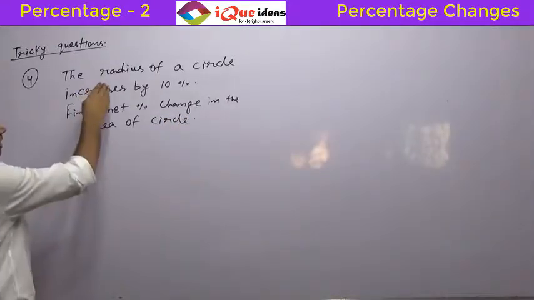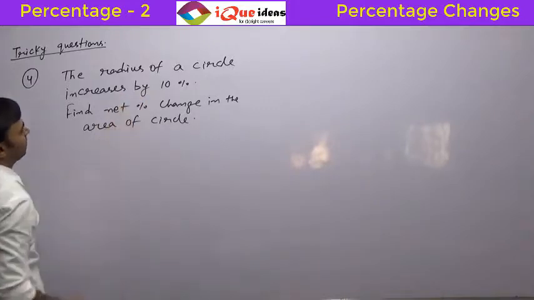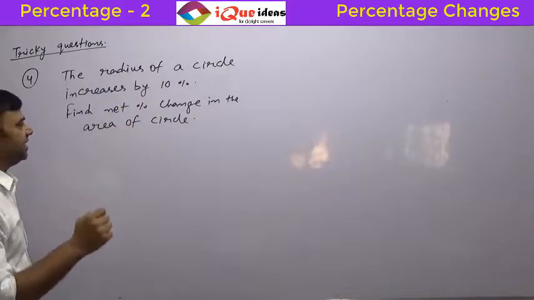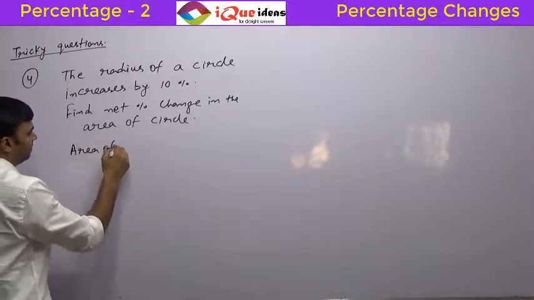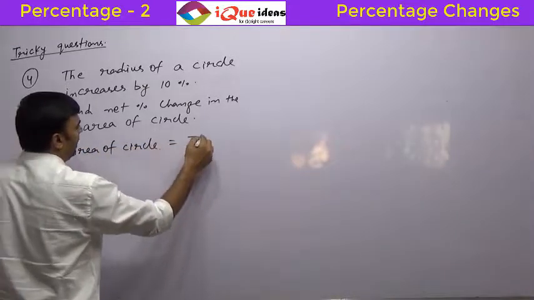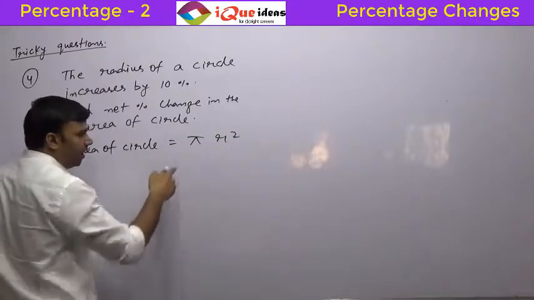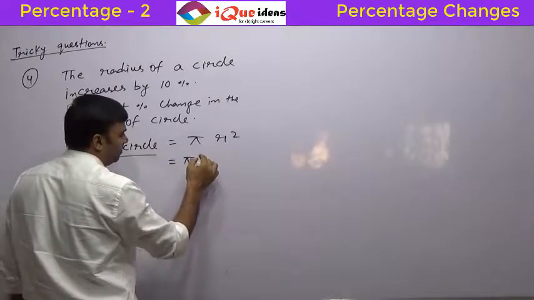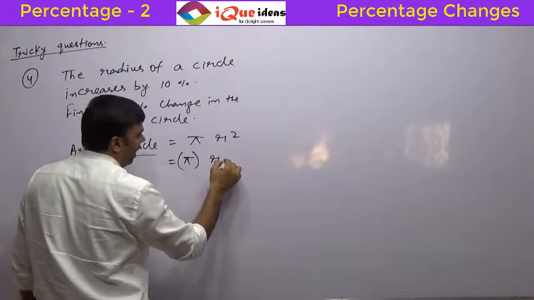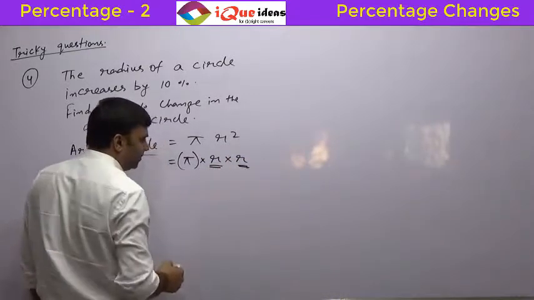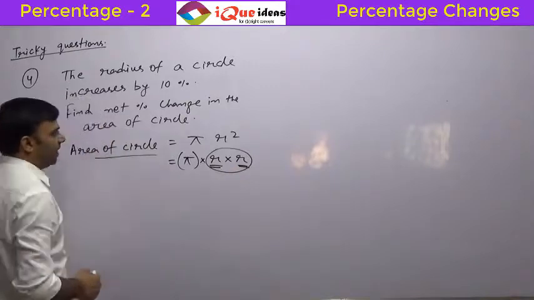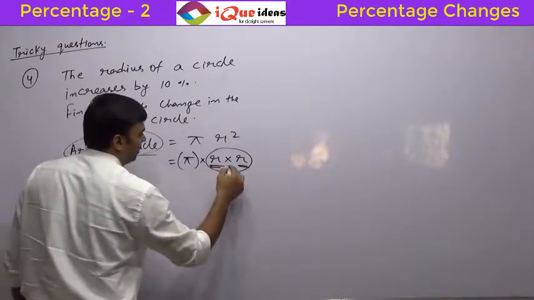Now this question says the radius of a circle increases by 10%. Find the net percentage change in the area of the circle. We know that the area of a circle is equal to pi r square. Here pi is constant, so pi into r into r. If this r changes, this also must change. Here also this is a situation of multiplication. Area is a multiplication of two quantities.